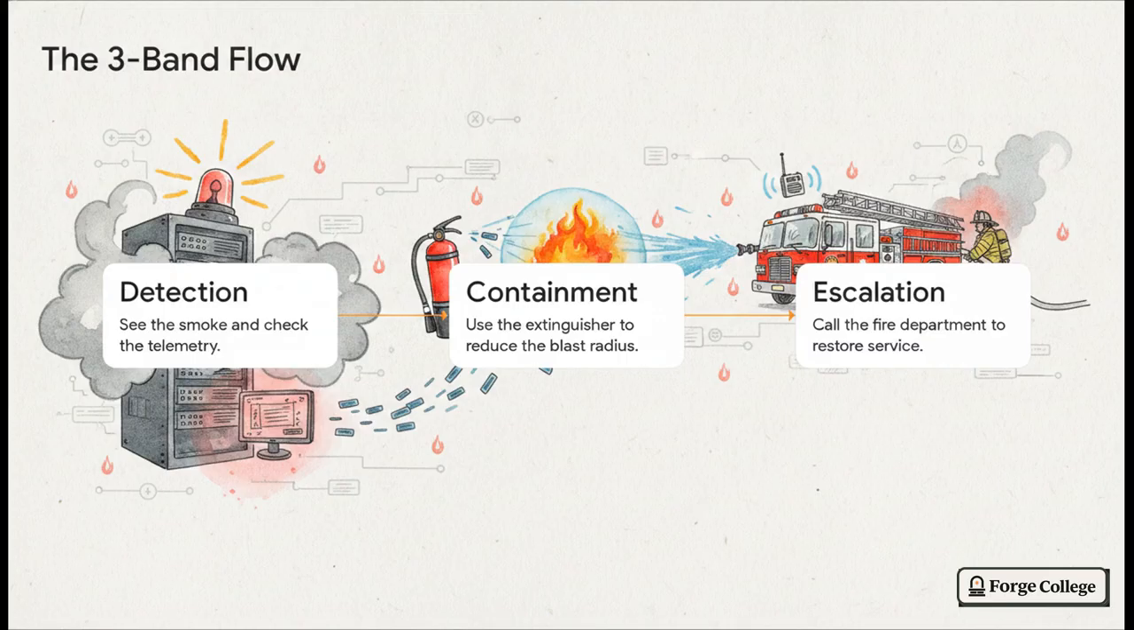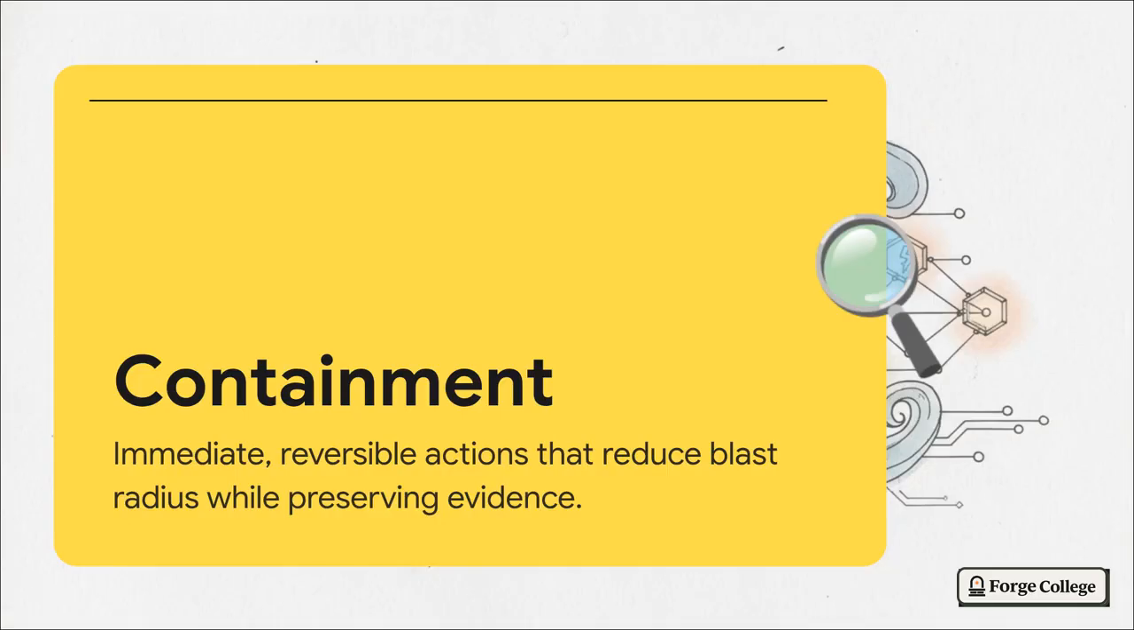By keeping these decisions strictly sequential, you drastically reduce your cognitive load during a crisis. I mean, you don't try to find the root cause of the fire while the kitchen is still actively burning, right?